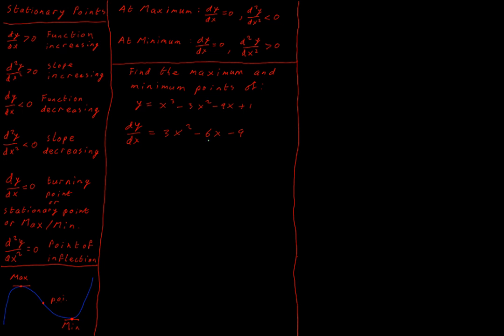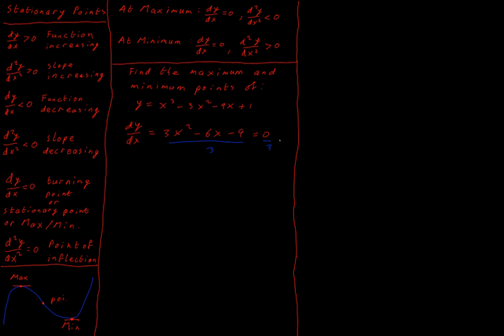And I want to know my maximum and minimum, so that means dy/dx is going to be equal to 0. So I have a quadratic here, and I want to find the values for which this is equal to 0. So this is my derivative function now. This was my original function. This is the slope of the tangent to the curve function. So I see that I have a common factor of 3 that I can divide out on both sides.